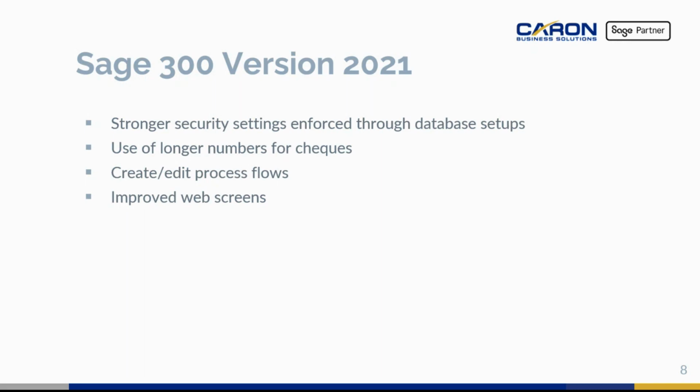In 2021, we also have the process flows. I don't know if you've ever seen them in Sage. They're at the bottom of the menus. They allow you to visually see what to do in an AP process or a GL process or a bank process. When you click on one of the images or the icons, it then takes you straight to a Sage screen.